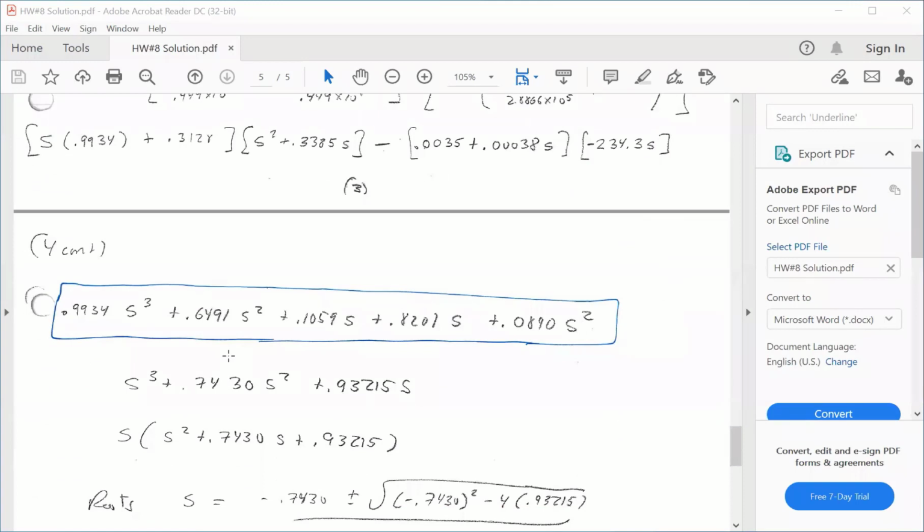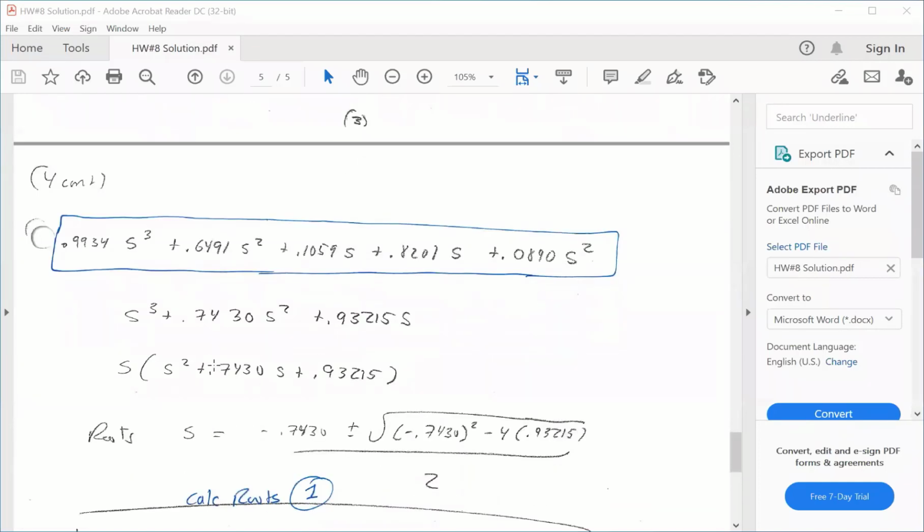All right, any other questions? This one here, or the one in the previous? Just multiply these two and collect the s to the third terms, s squared terms. Then that's it.